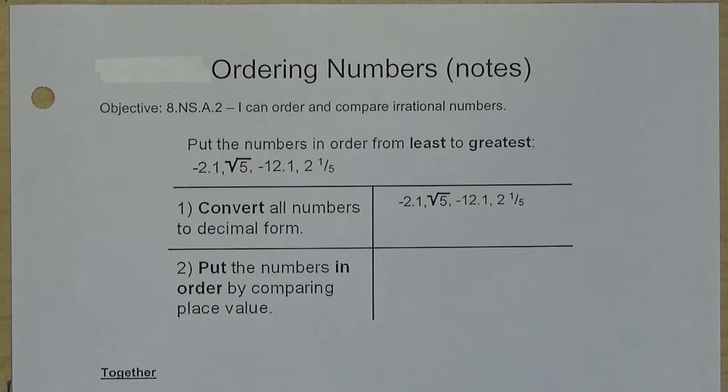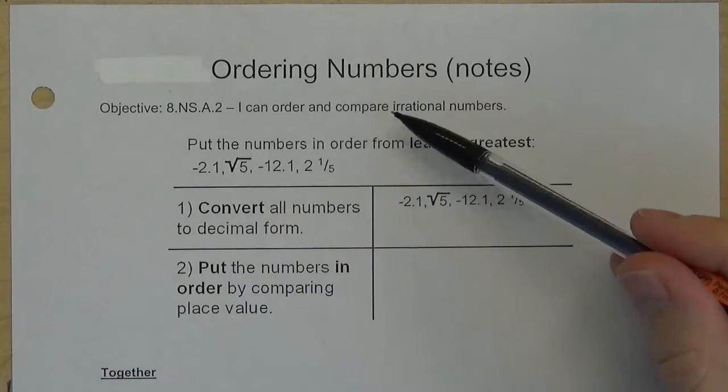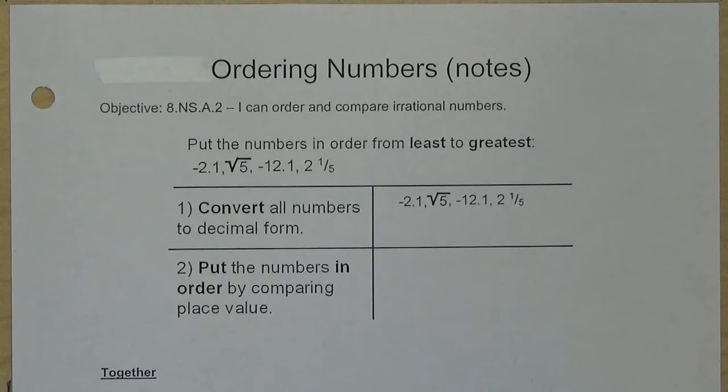So the objective today is the same as what it's been. I can order and compare irrational numbers. We already did the compare part of that. Now we're ordering. So the example problem starts off with 4 numbers. It says put the numbers in order from least to greatest. And so the first thing we're going to do is convert all the numbers to decimal form. That way we can easily compare them and get them in order by comparing place value.